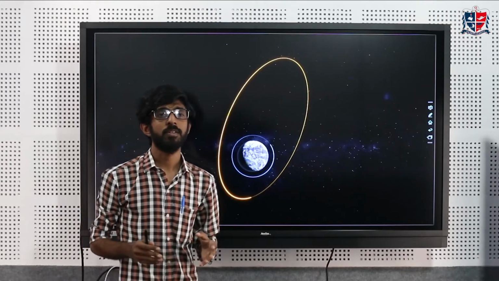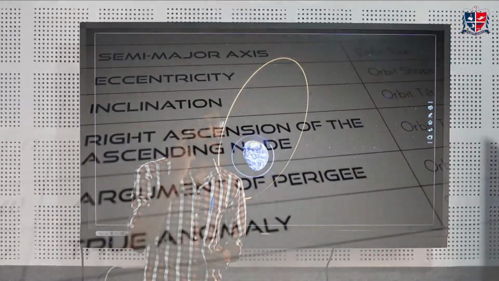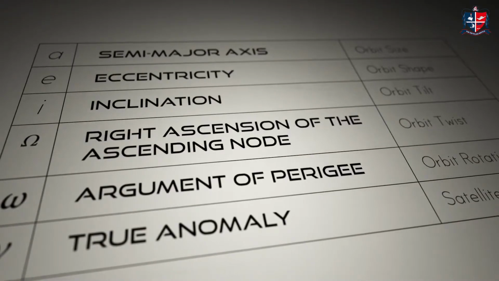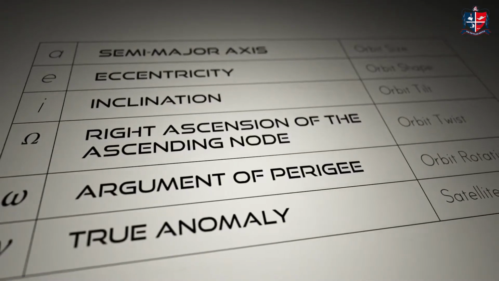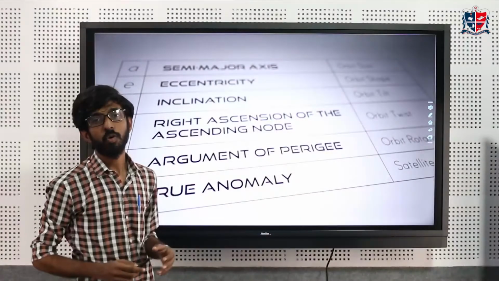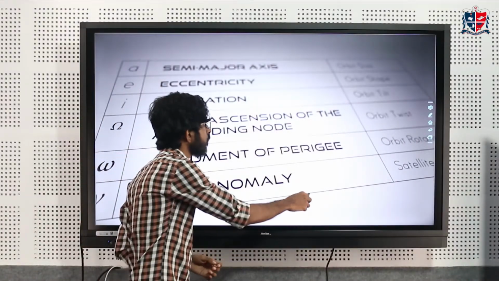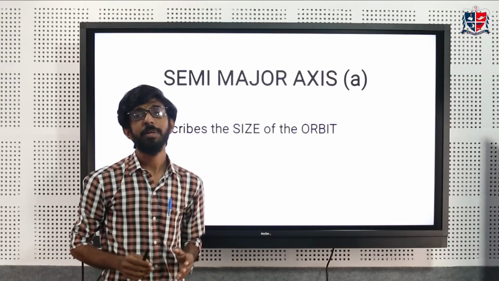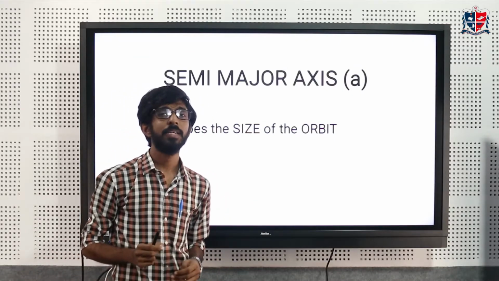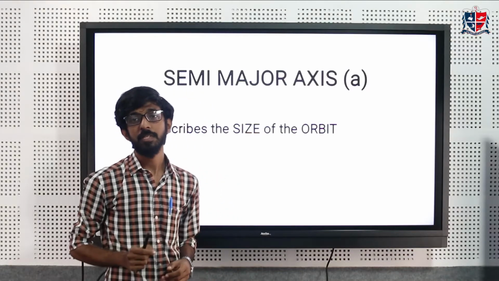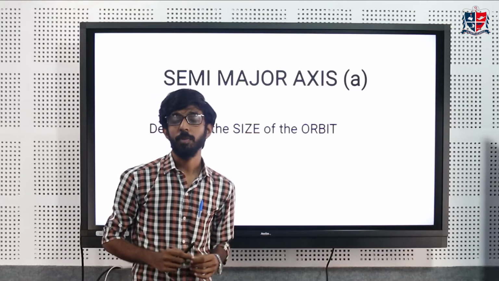In short form, we say COEs. So we make use of these orbital elements to specify the shape, the size, the position of the satellite, etc. So let us look at the orbital elements. The first orbital element is the semi-major axis. It is denoted by the letter A. The semi-major axis describes the size of the orbit.